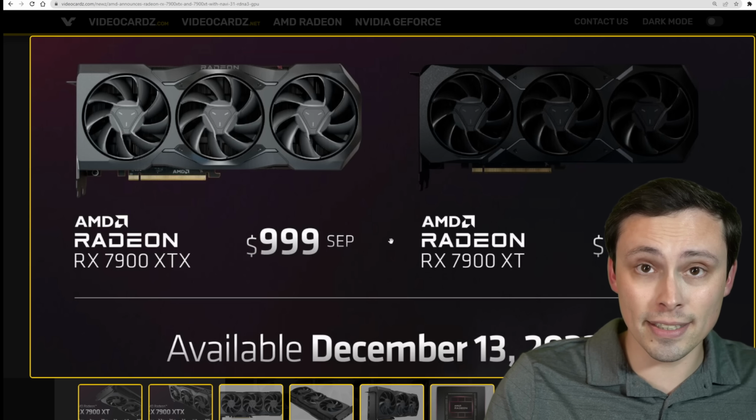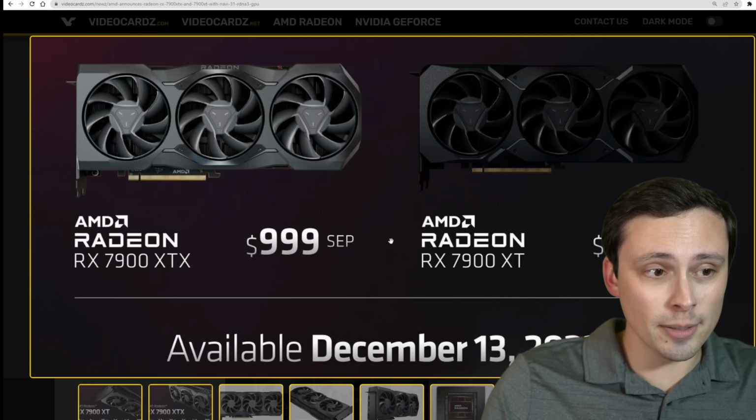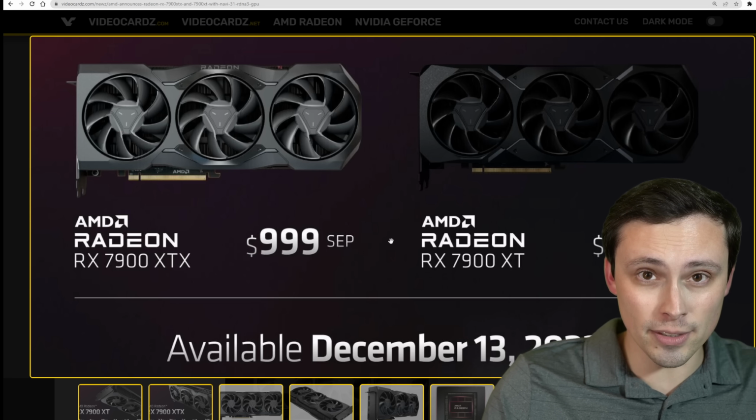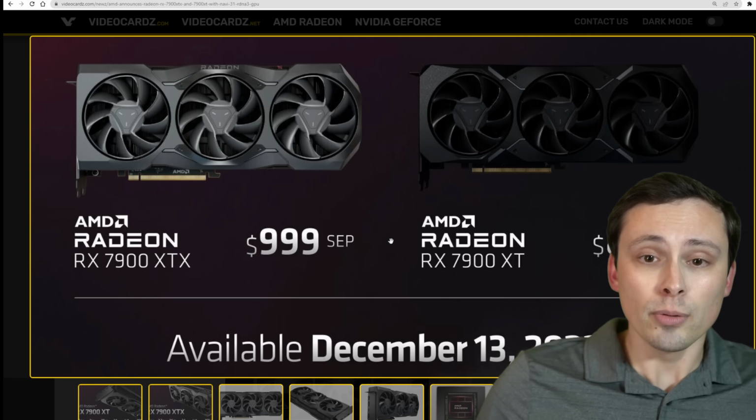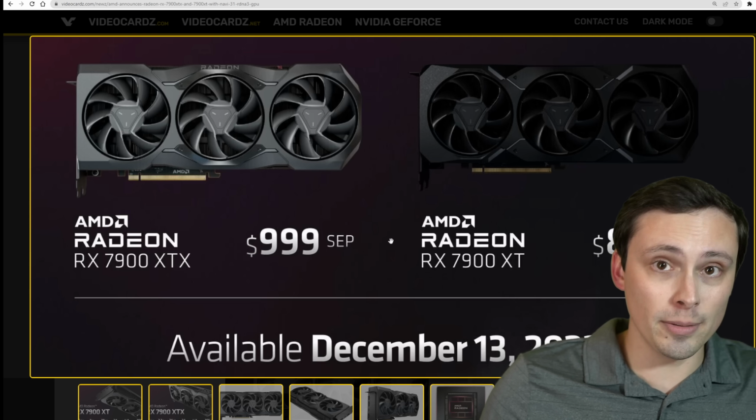And maybe the 7900 XTX could justify costing a little bit more. But in ray tracing performance, it's a larger gap between the two, and that favors the 4080, which justifies a higher price for the 4080. And that's if all you care about is gaming.